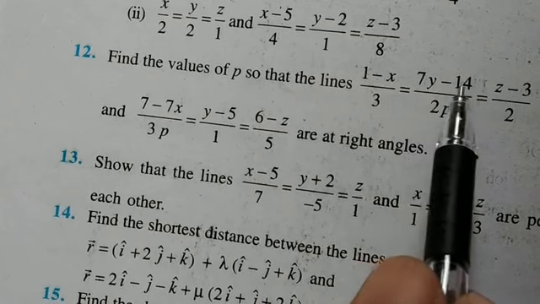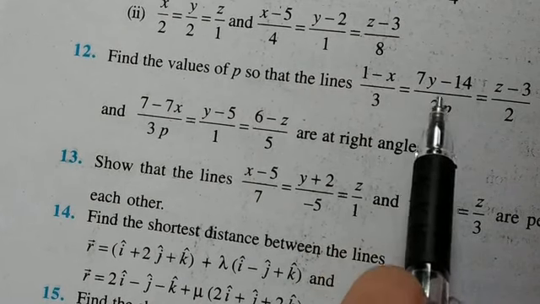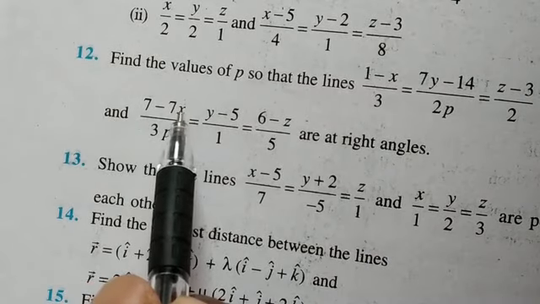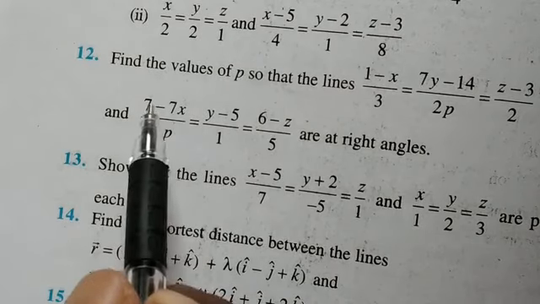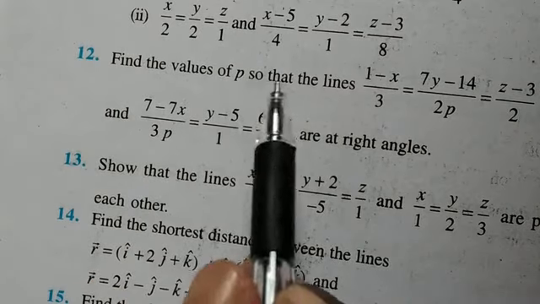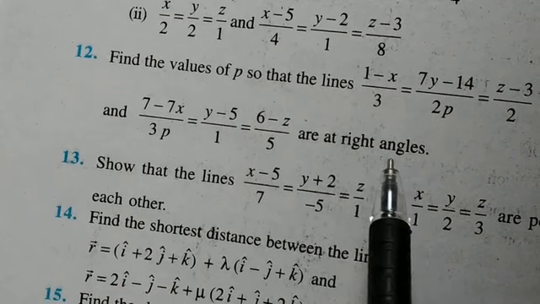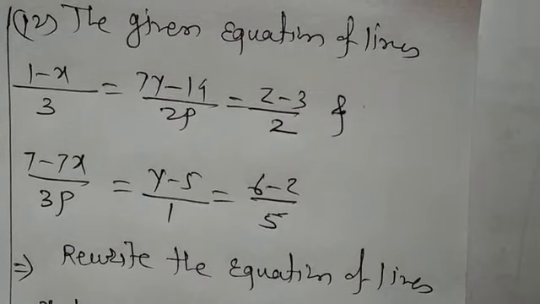We want y minus y1. Here the coefficient of y is 7, so take it out, then compare. Same as here, 7 minus 7x, but we want x minus x1. So again convert it into standard form and then solve. Then find the value of p. It is a right angle. So for the right angle, you will have to check the condition.